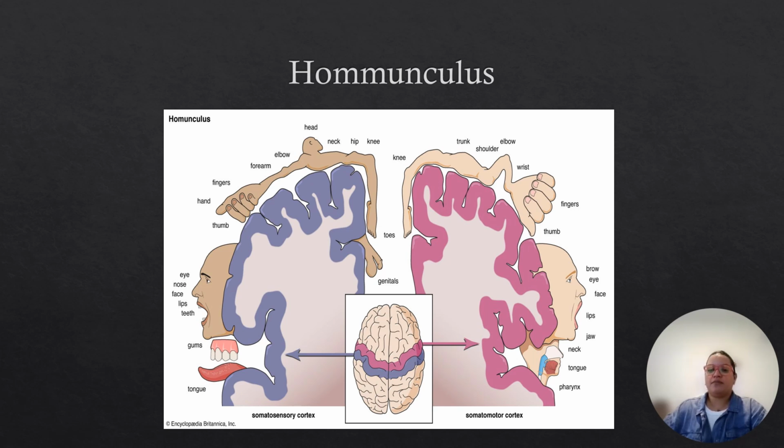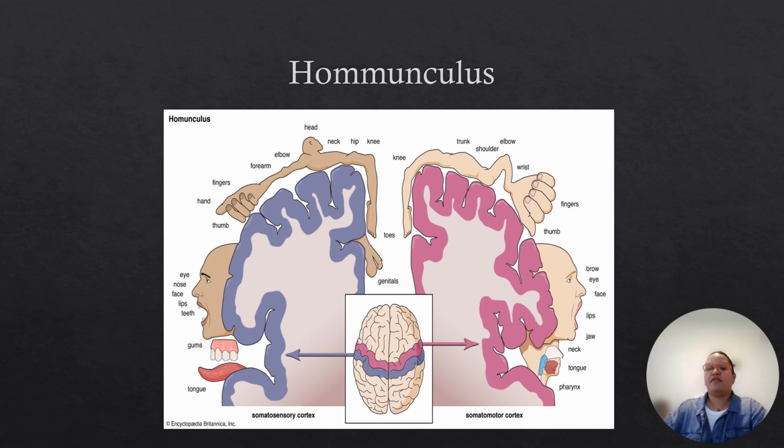When you look at the medial aspect of both hemispheres in both cortices, you're going to see that there's a leg hanging down. Okay, so that means that there is motor and sensory information going to the leg in the midline. So both sensory and motor go in the midline for the lower limbs.